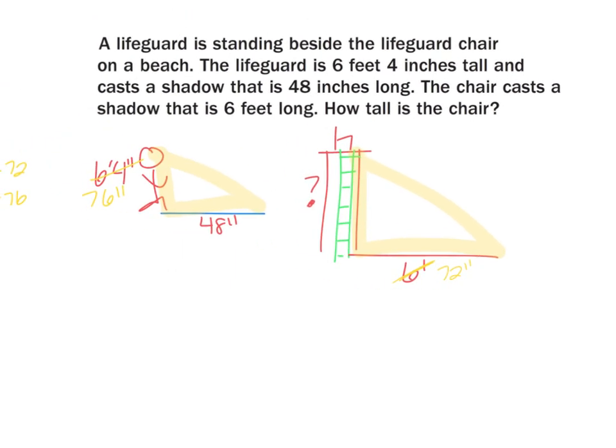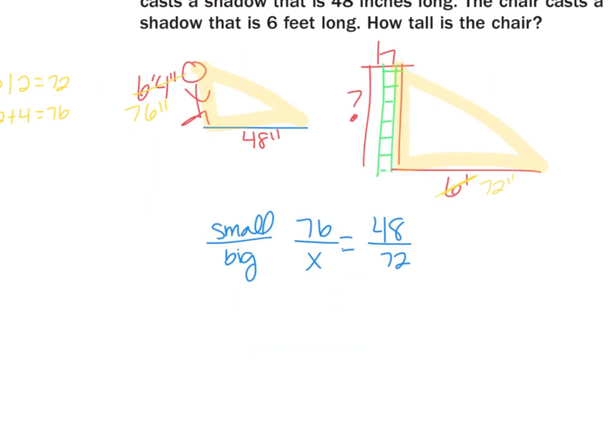So now we're ready to set up this proportion. So let's do small to big. Okay, so small, let's do the height of the thing. So let's do 76 over x, because that's the height of the big one, we don't know. And then equals the shadow, so let's do 48 over 72. Okay, use your handy dandy calculator. Let me find mine really fast.